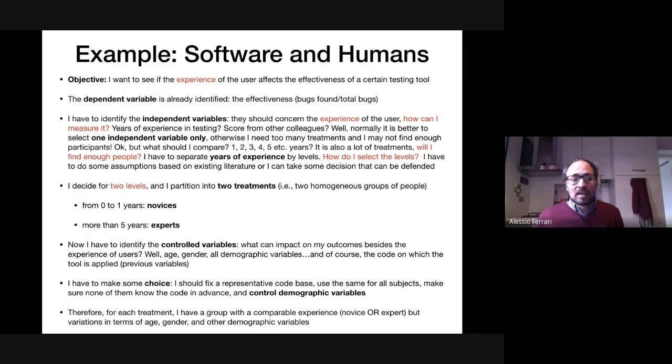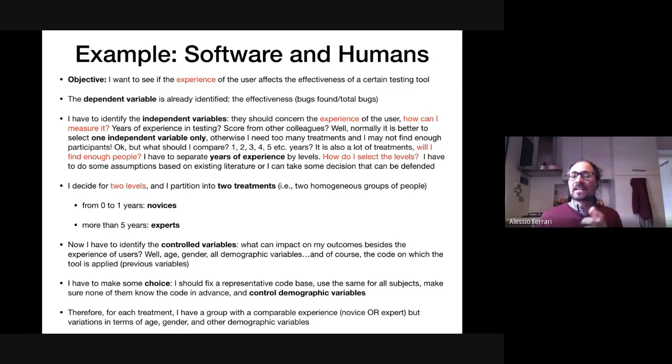For example, I can decide for 2 levels. And in this case, I have 2 treatments: one from 0 to 1 years, novices, and more than 5 years, experts. So in this case, I have eliminated people that are in between. There is a radical difference, of course, between 0 to 1 year and more than 5 years. So this is evident, and it is common sense that I don't need to justify much.